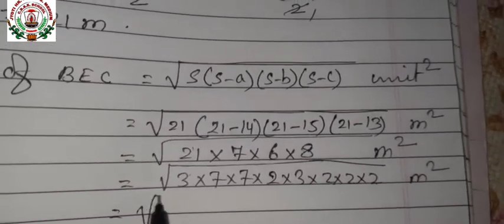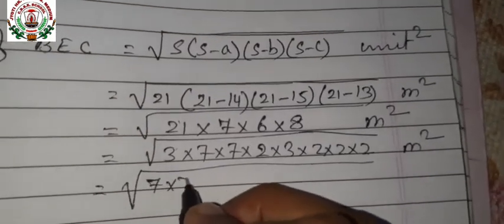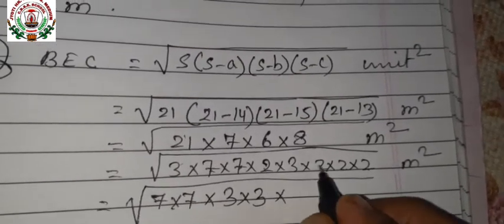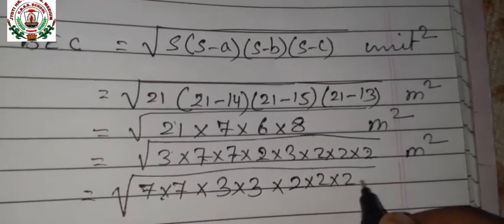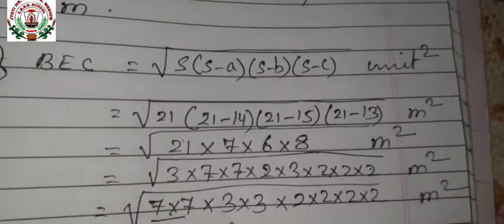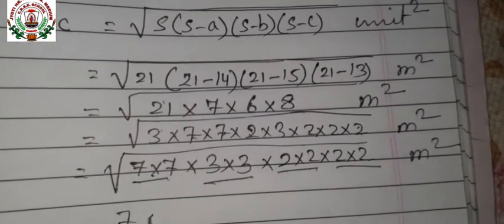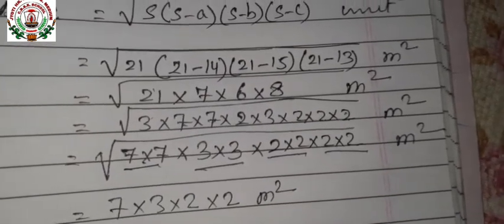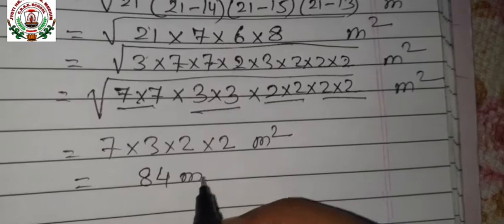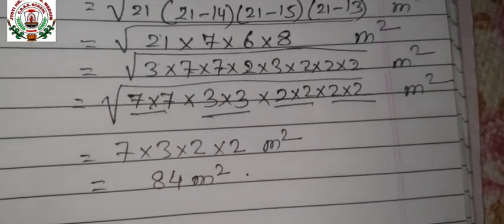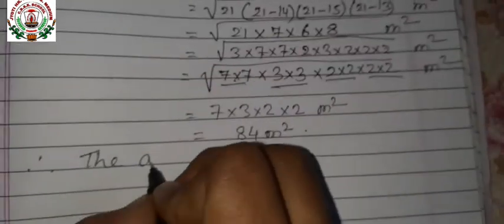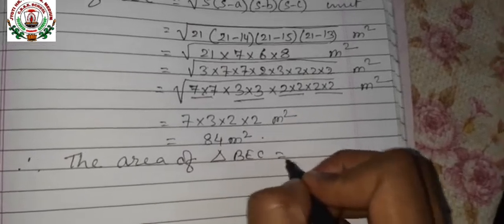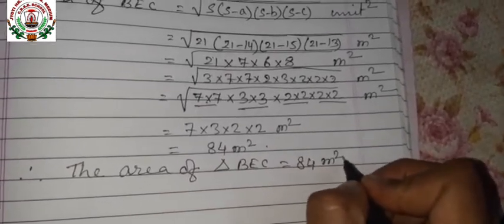Now write the similar numbers close to each other. 2 7s are there, 2 3s are there, 4 2s are there, so 2 into 2 into 2 into 2. Now make pairs and write 7 into 3 into 2 into 2 meter square. On multiplication we get 84 meter square. Therefore, the area of triangle BEC equals to 84 meter square.